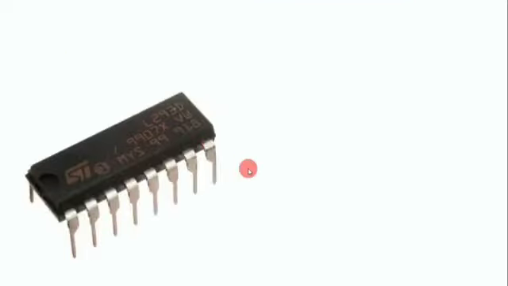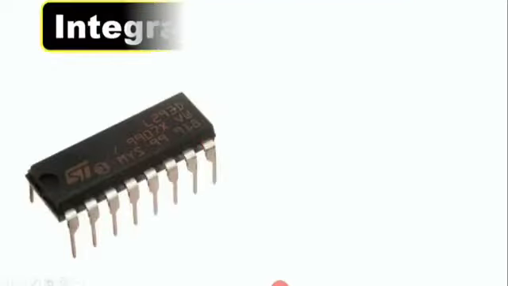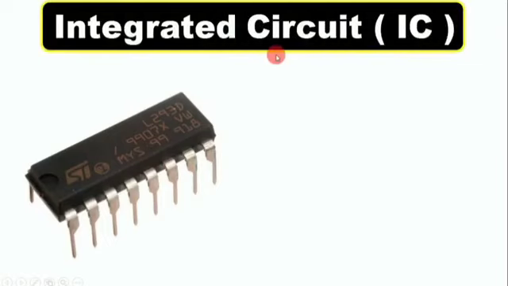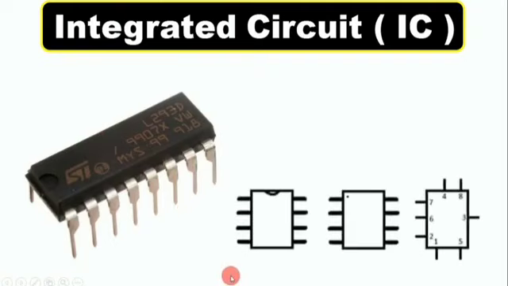Now this component which you can see here is known as an IC, that is, integrated circuit. Friends, there are various types of IC, and for each type of IC there is a different symbol, and the uses of each type are also different. These symbols which you can see here are symbols of three different ICs. What is the work of an IC? Let us understand this first.